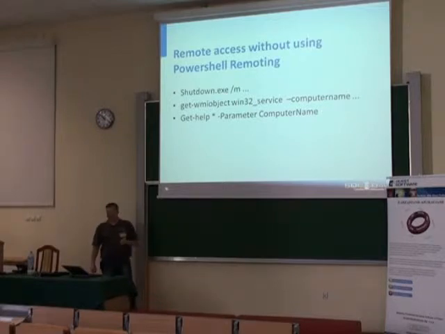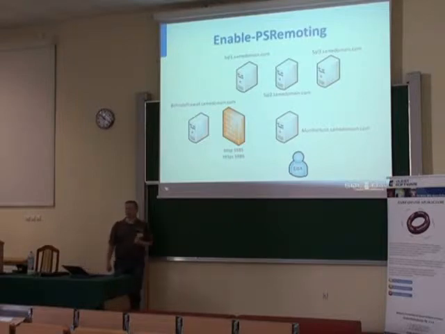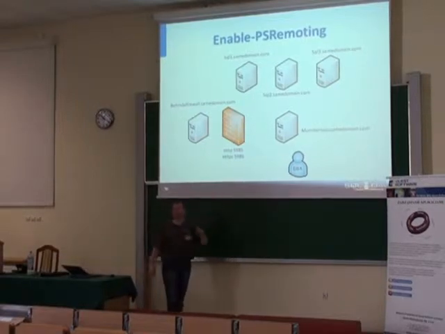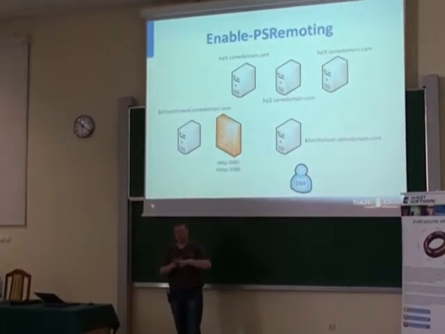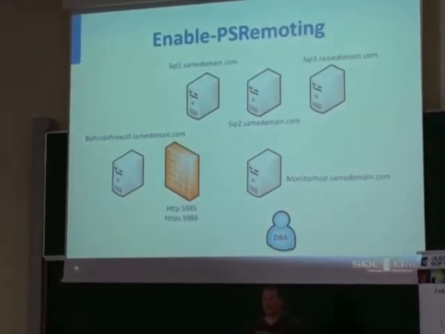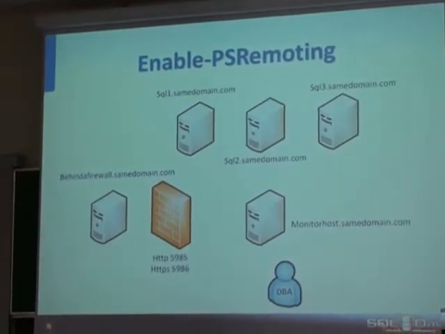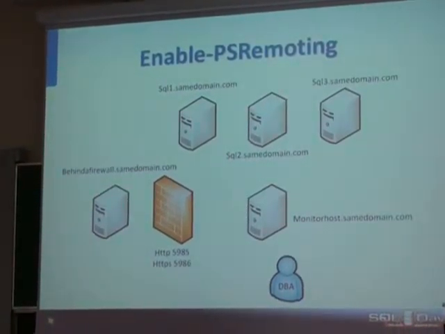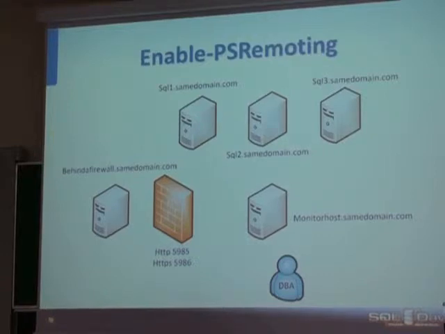Now, setting it up is not very hard. You just type in Enable-PSRemoting on the box that you want to control. So not on your box where you want to fire a command, but on the box where you want the command to run. That's where you type in Enable-PSRemoting. That's all you have to do. There's a service on every machine called WinRM, Windows Remoting. And Enable-PSRemoting switches that on, plugs a hole in the firewall, and I think it does some other stuff to make this possible.